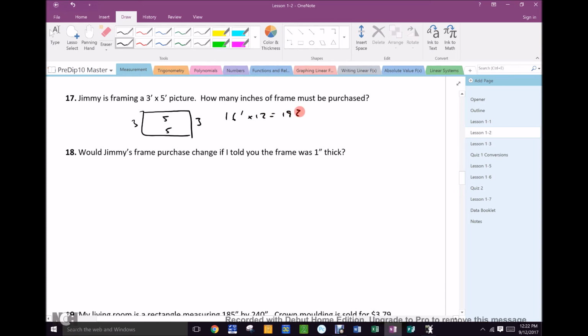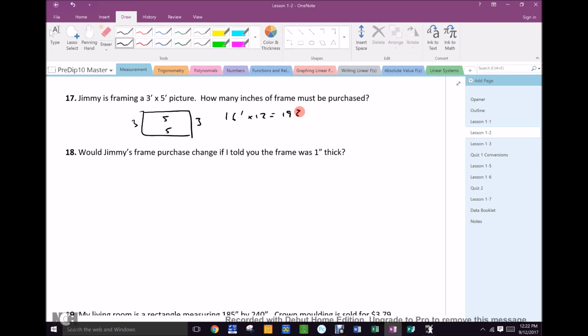What's wrong with 18? Because it came right off a provincial exam. I think it's a horrible question. Why? Rosemary. It says, would his purchase change if the frame was 1 inch thick, but it's not talking about the picture itself. I understand it's talking about the frame.